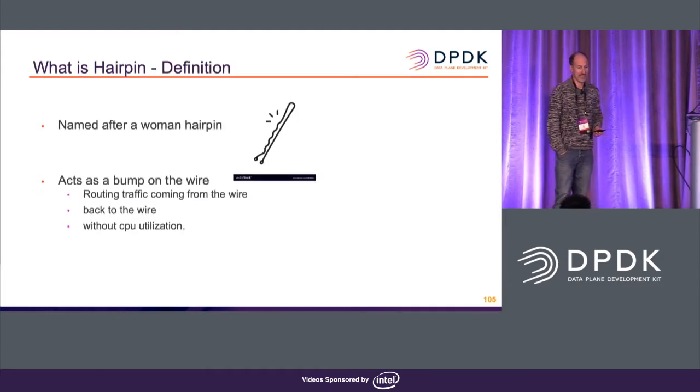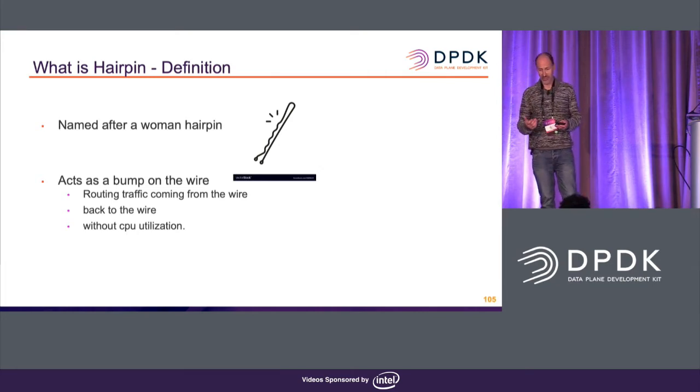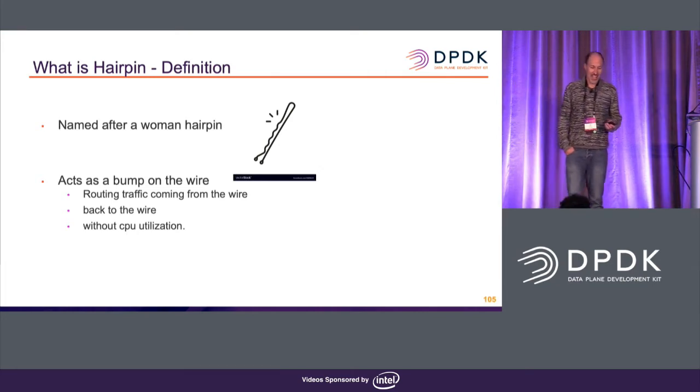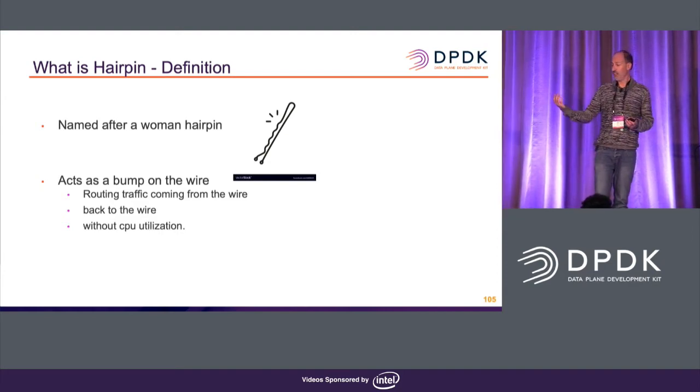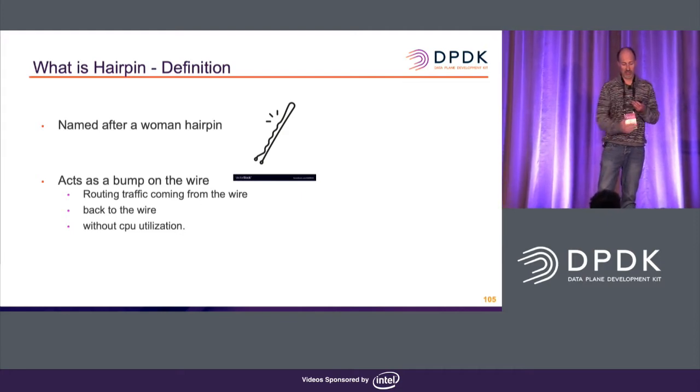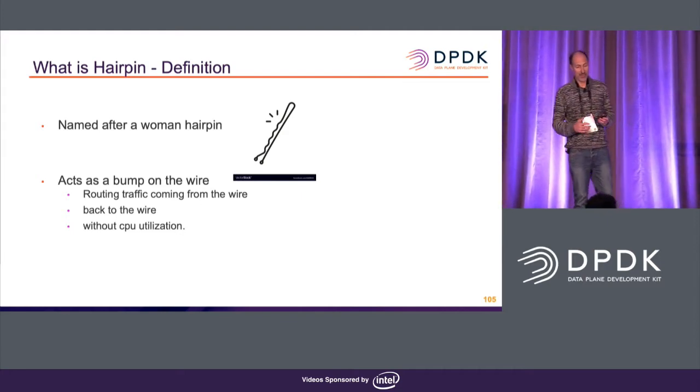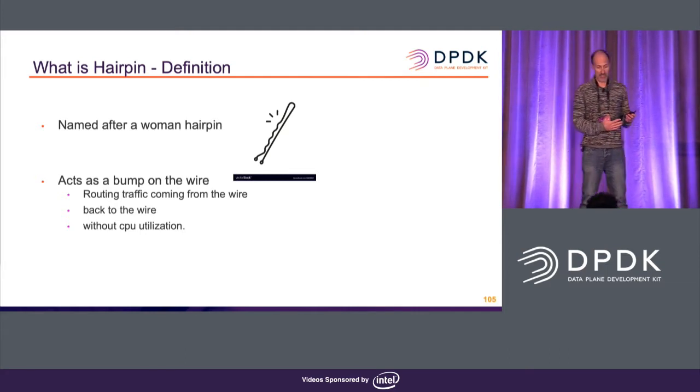OK, first of all, it's named after a woman's hairpin, which goes right through the air and comes right back out. Trust the bald guy to know. And second of all, we can look at it as a bump in the wire. The traffic flows, goes through the NIC, gets modified, and continues on the wire. If you notice, in all cases, we don't use CPU utilization.